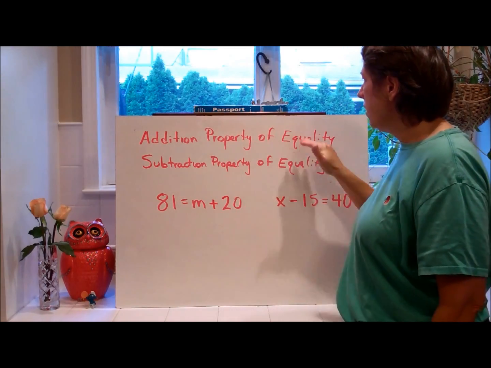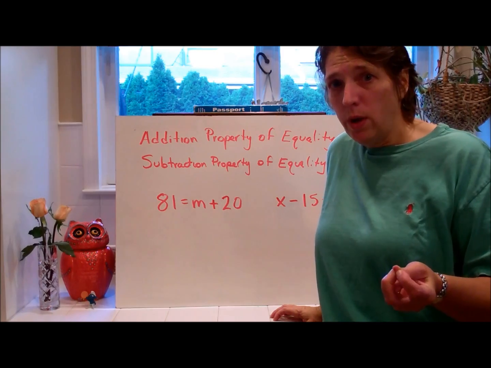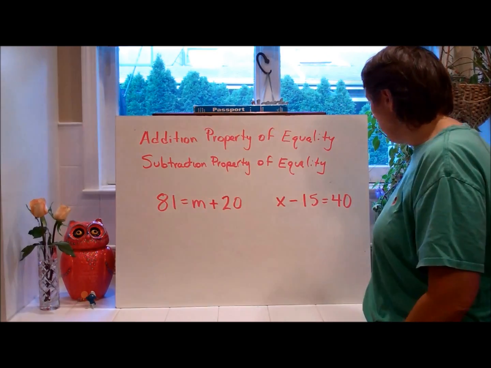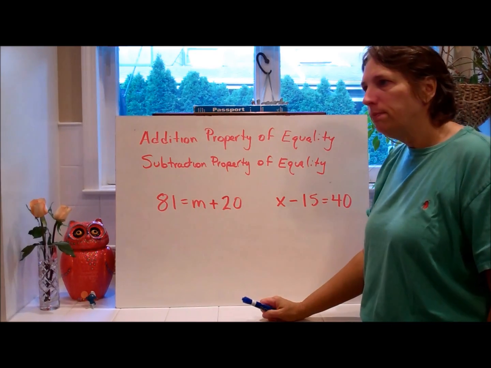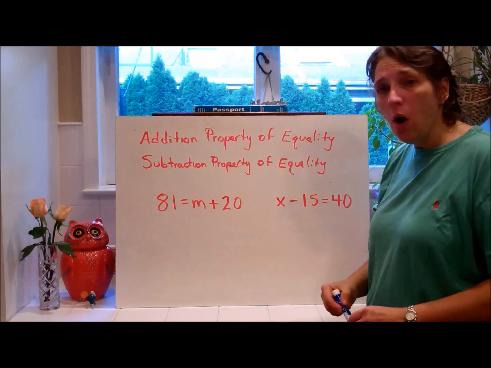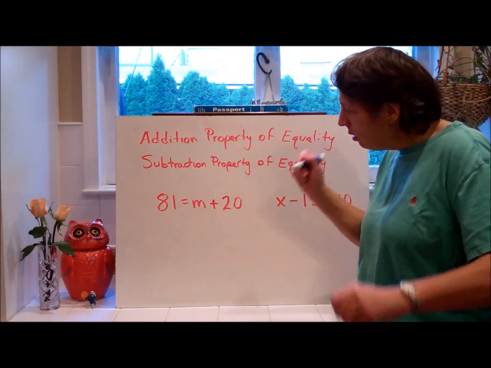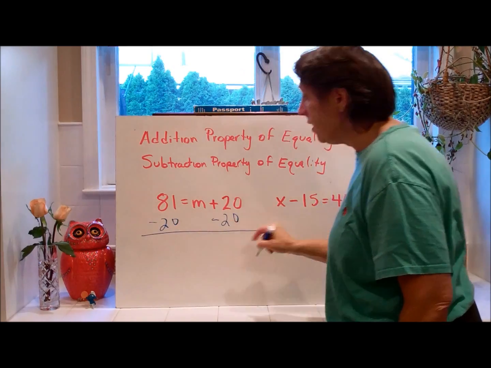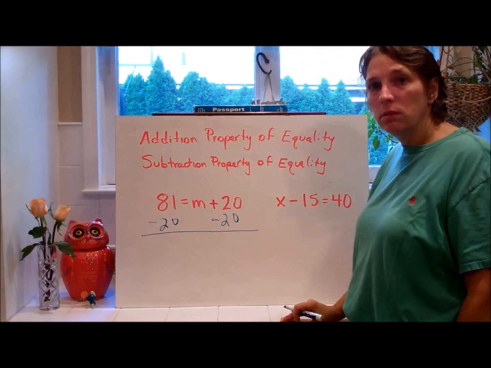So, here are the two properties. The addition property of equality and the subtraction property of equality. These are used to solve equations. Here, what's being done to the variable? We're adding 20. That's right. So in order to solve it, what's the inverse operation of adding 20? Subtracting 20 from both sides. Yes, you have to draw the line.